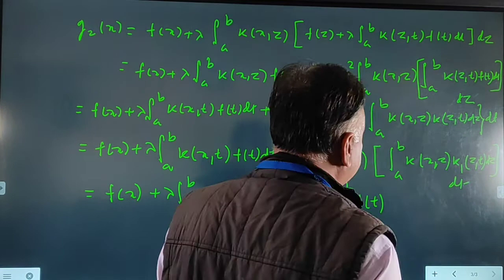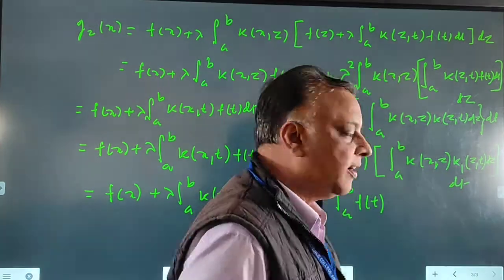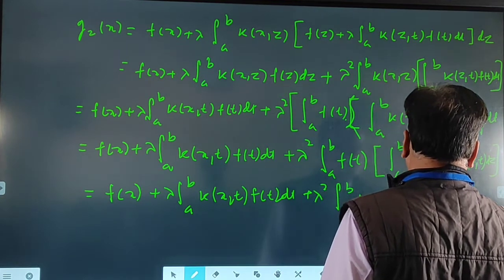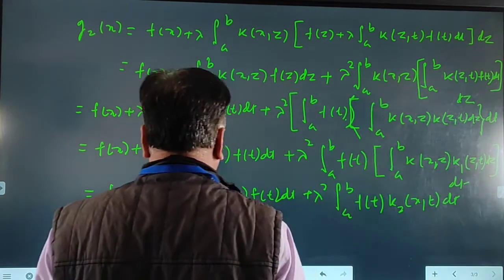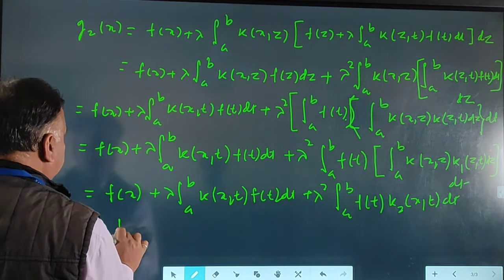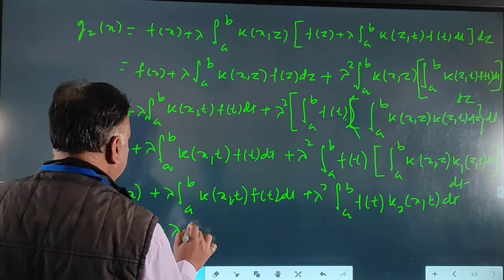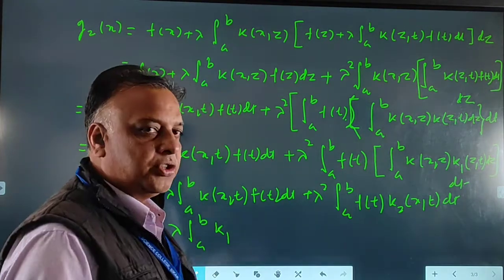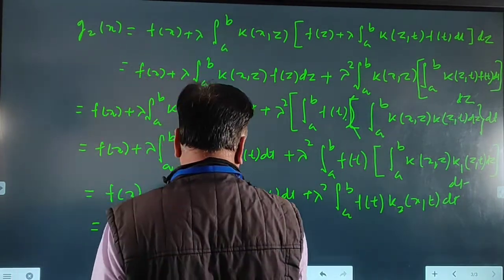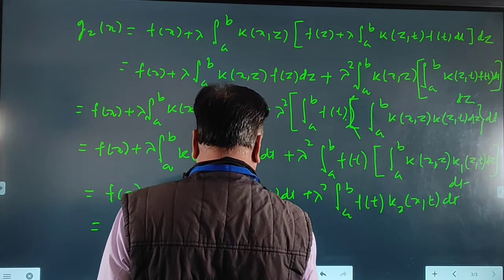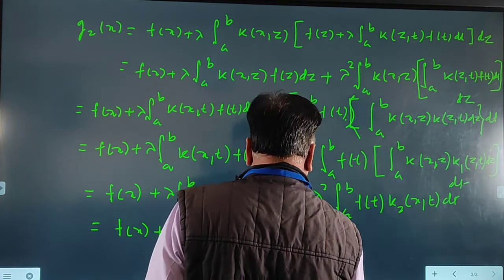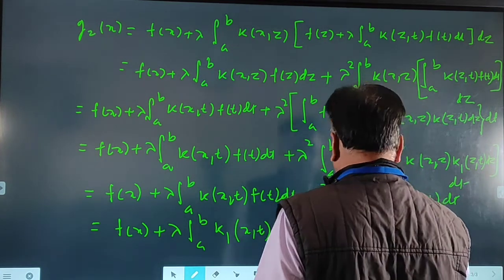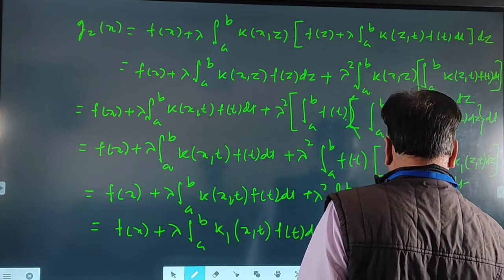And what is this? This is the second iterated kernel, so this is equal to k2xt dt. So this can be written as fx plus lambda integral a to b k1xt, as k1xt is kxt, so this can be written as k1xt ft dt plus lambda square integral a to b k2xt.